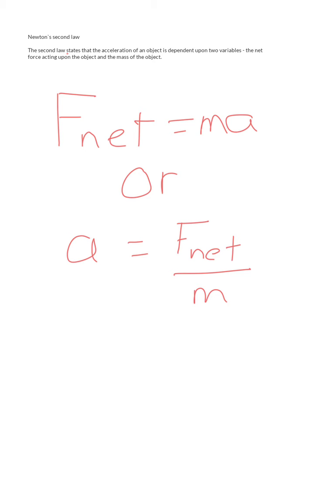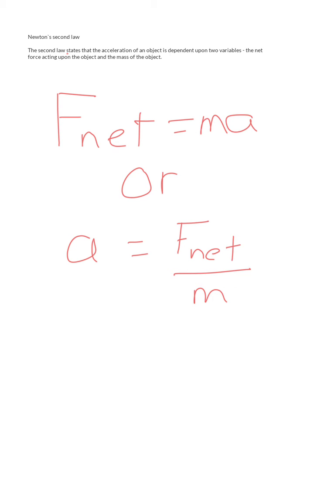So we've learned about Newton's first law, but now we're moving on to Newton's second law. Now the second law states that the acceleration of an object is dependent upon two variables, the net force acting upon the object and the mass of that object. So it basically is just this equation, F net equals ma, or acceleration equals F net divided by mass.